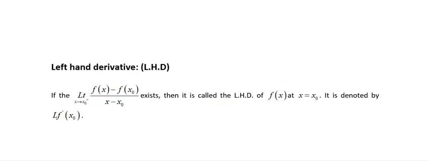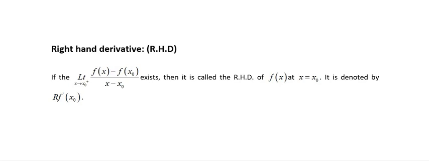Next definition, left hand derivative. We are already familiar with the left hand limit. There we write x naught minus. Here also we are writing x tends to x naught minus. This one is not changing. So the value of the limit as x tends to x naught minus of f of x minus f of x naught by x minus x naught is called the left hand derivative of f of x at x equal to x naught and is denoted by L f dash of x naught.